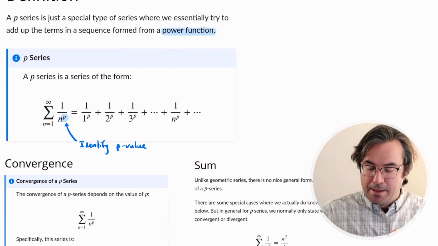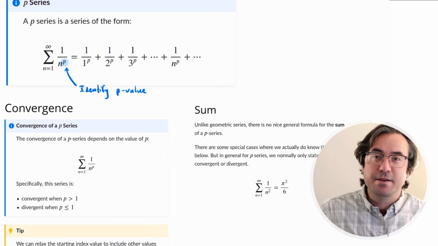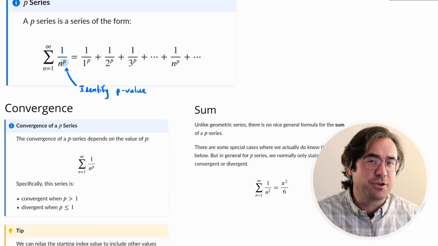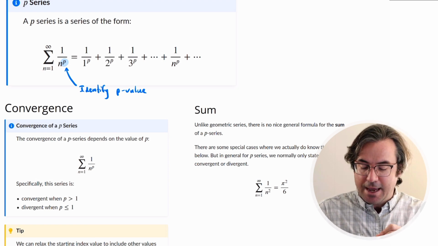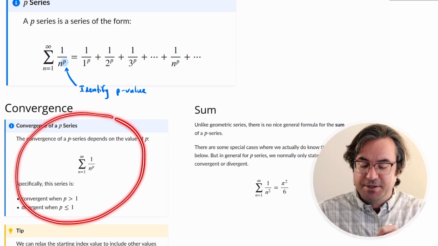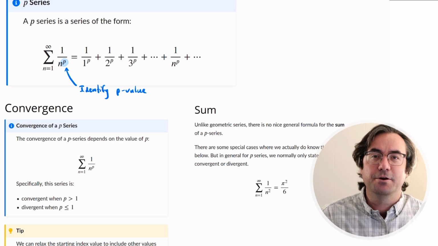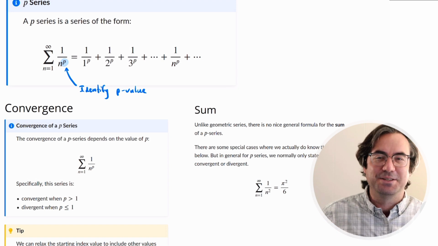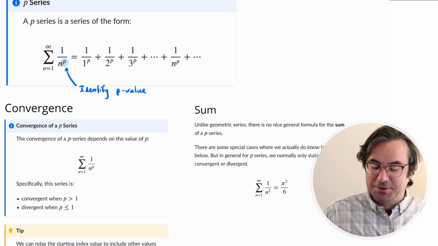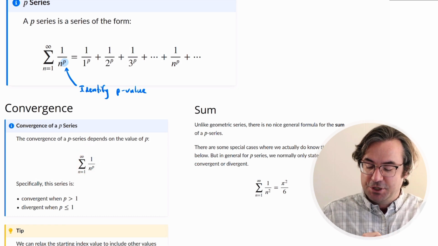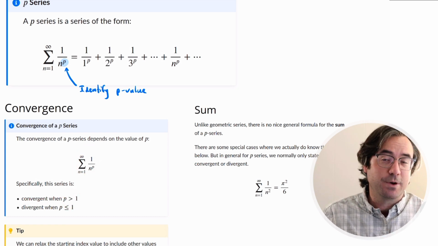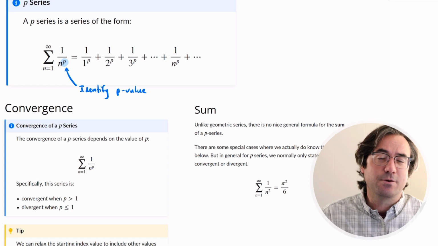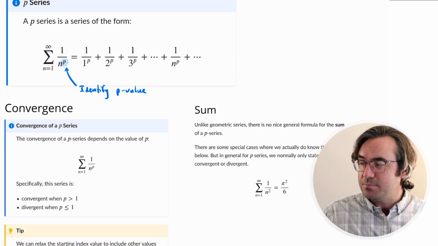This p-series is going to converge or diverge based on the value of p. We're going to look at the proof of this a little bit later, but for right now we're just stating this result. A p-series converges if that p-value is greater than 1, and it diverges if that p-value is less than or equal to 1.